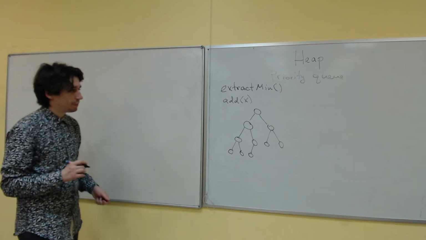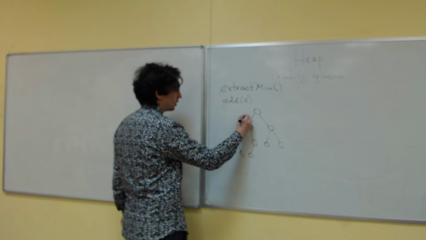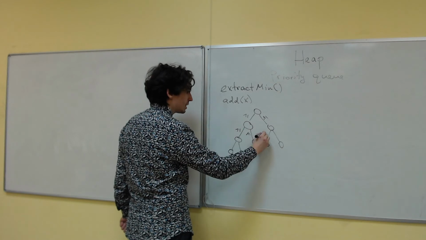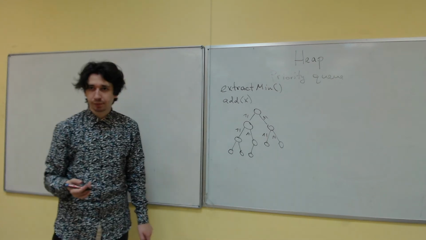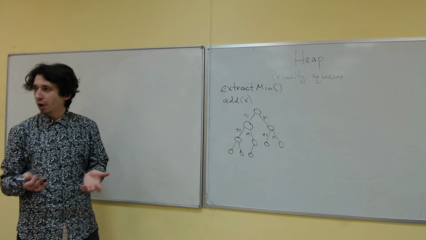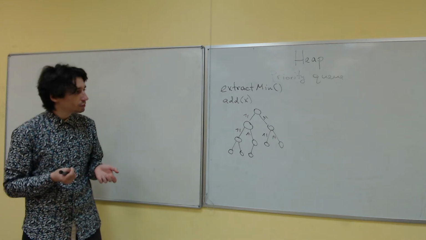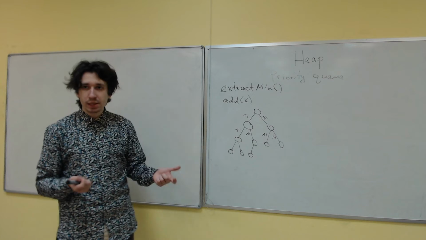What will we maintain? We will maintain the following invariant: each parent has a smaller element than its children. Suppose we are holding this invariant. Can you tell me where the minimum lies?